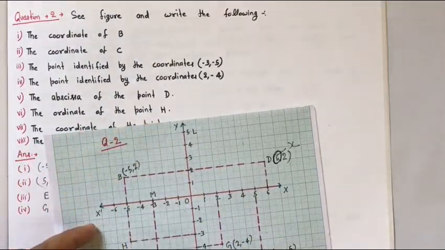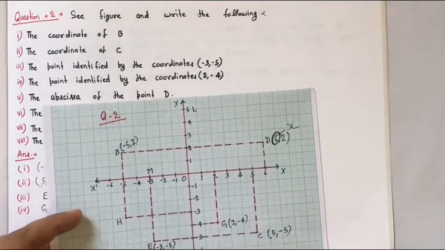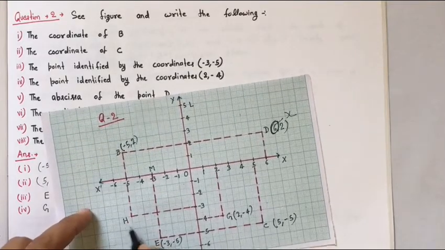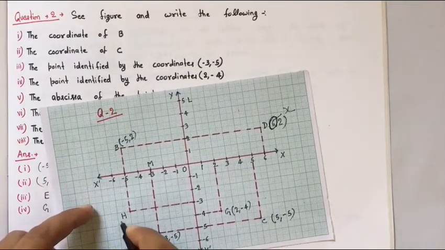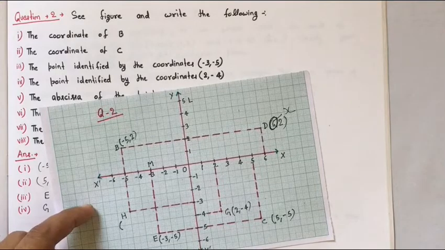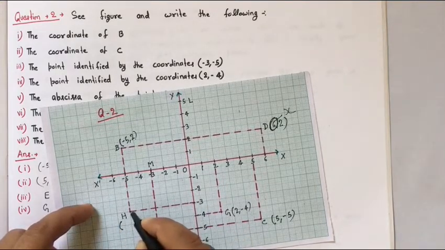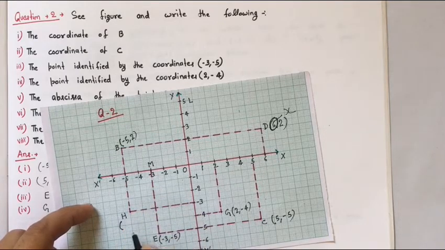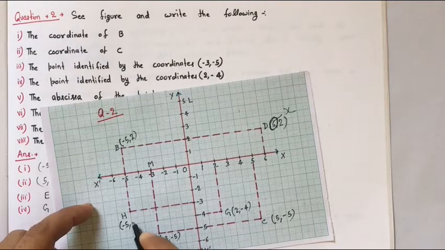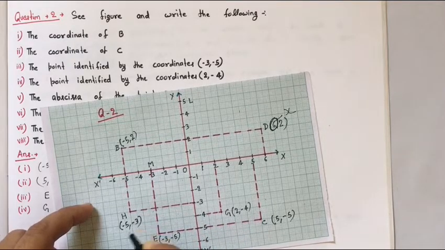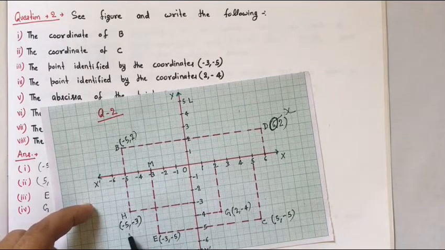The coordinate of point H. Where is your point H? This is your point H. Now write down the coordinate first of all. Okay, so go perpendicular to the x axis from H. This is -5, and go perpendicular to the y axis from H. This is -3. So the coordinate of point H is -5, -3.